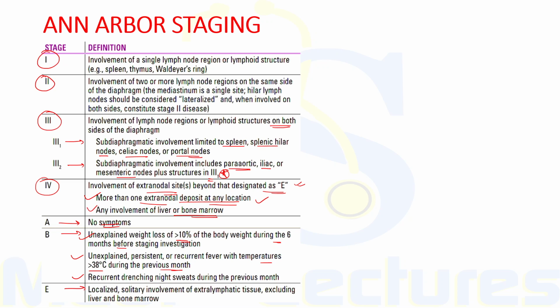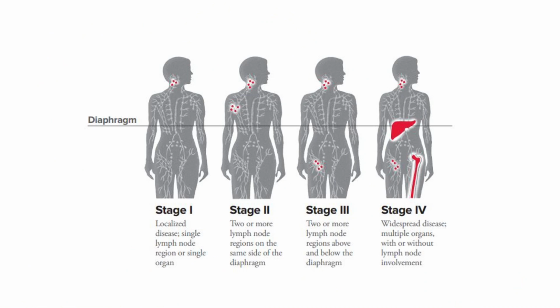So with the help of the figure, let's see what the various stages are. In stage 1, there is localized disease, single lymph node region or single organ involvement. In stage 2, there are 2 or more lymph node regions but on the same side of the diaphragm. In stage 3, 2 or more lymph node regions, now these have involved both sides of the diaphragm, that is above as well as below. And stage 4 is widespread disease, multiple organ involvement with or without lymph node involvement.